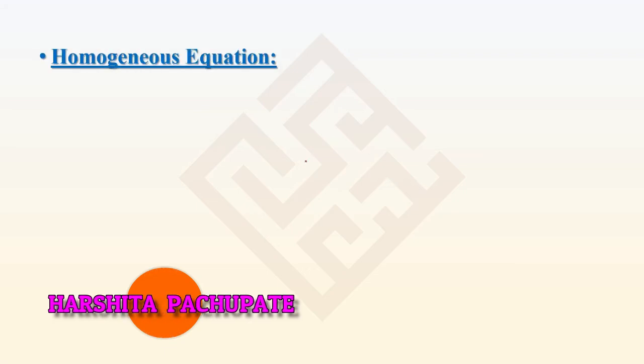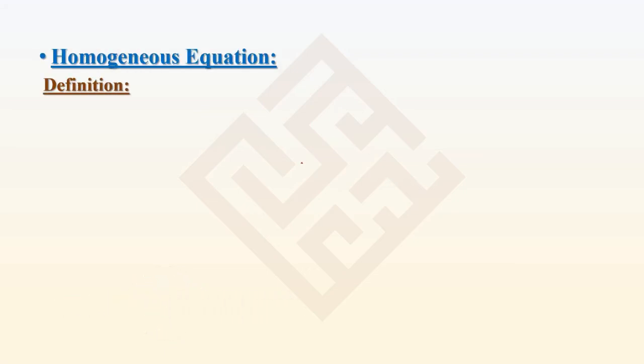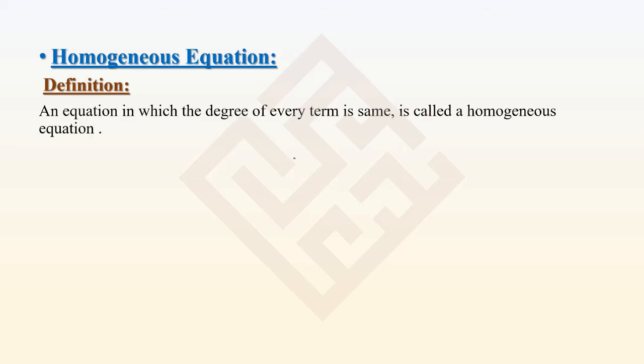Now let us see what we mean by homogeneous equation. Now the definition is: an equation in which the degree of every term is the same is called a homogeneous equation. तो सभी टर्म का अगर डिग्री सेम रहेगा in a given equation then it is called a homogeneous equation.